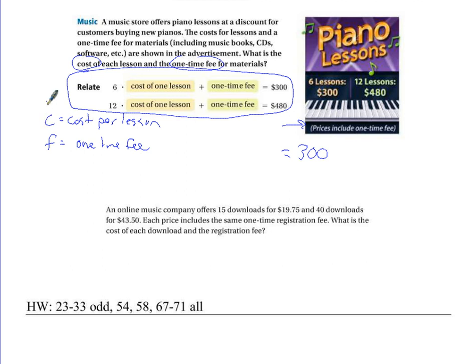I'm getting 6 lessons at some sort of amount per lesson, so 6C, and then I got to tack on that one-time fee, which we called F. That together costs $300. Then we have a second situation, 12 lessons for $480. Well, that's a system of equations right there. We have 2 variables, 2 equations, so we can solve that system of equations using the math we've been doing so far.